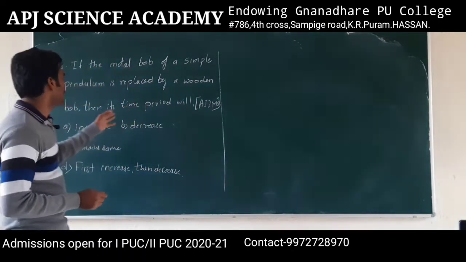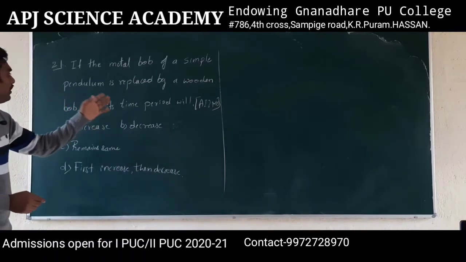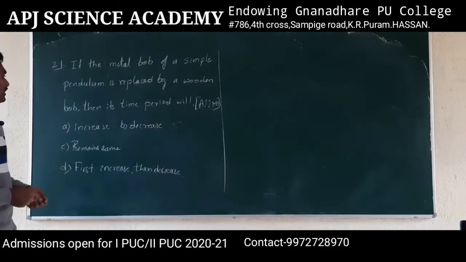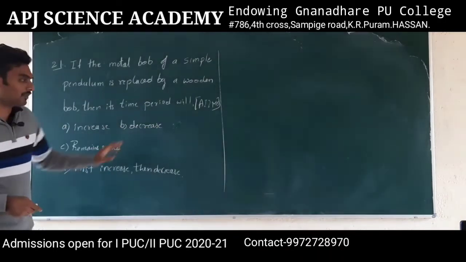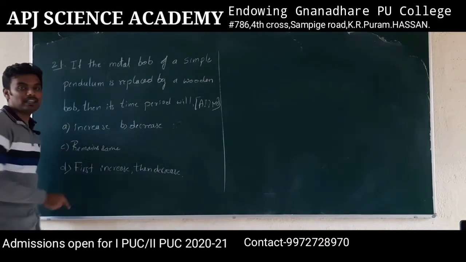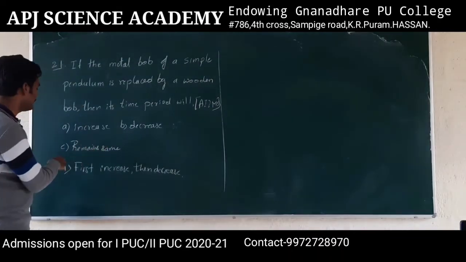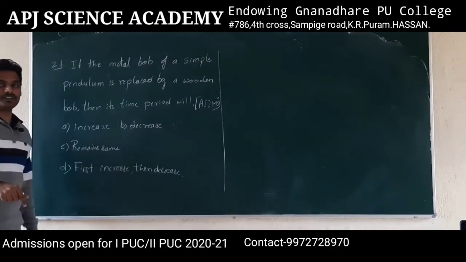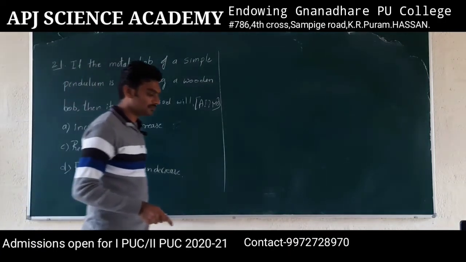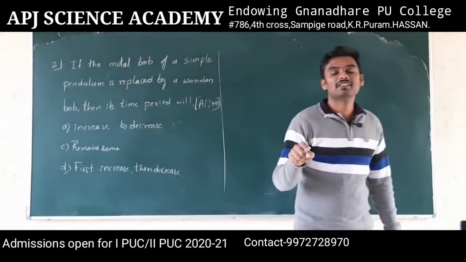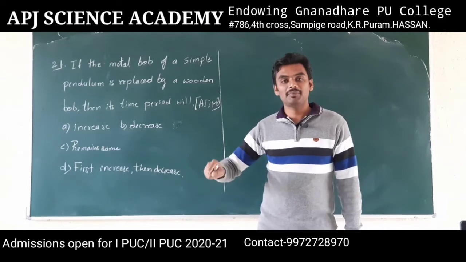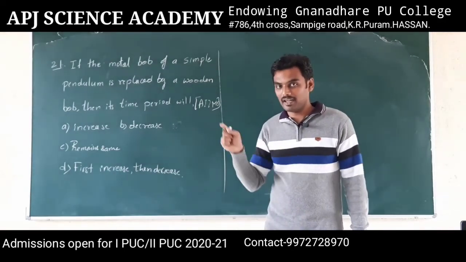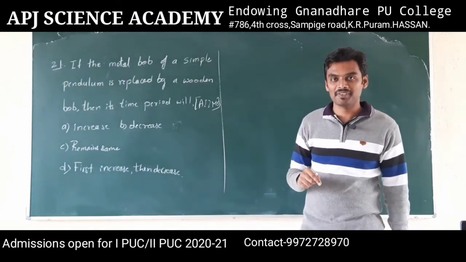Let me go through the question. If the metal bob of a simple pendulum is replaced by a wooden bob, then its time period will, options are as follows: A, increase; B, decrease; C, remain same; D, first increase then decrease. Think of it. What are the factors on which the time period depends? Time period depends on L, the length of the pendulum, and g, the acceleration due to gravity.